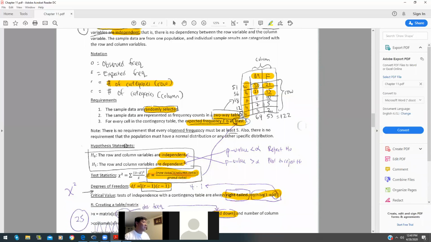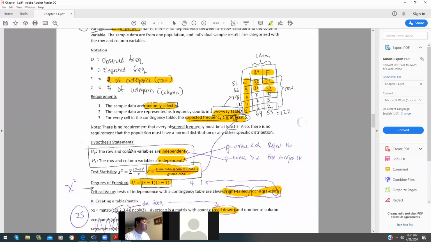This is your hypothesis statement. If you want to test for independence, you just say the row and column are independent, versus the row and column are dependent. So this is how you write your null and alternative hypotheses. Again, when you have p-values, it's the same decision that you do. I told you, if you know your decision and conclusion in chapter 8, chapter 9, it's the same thing, in 11 same thing, in 12 no change, okay?